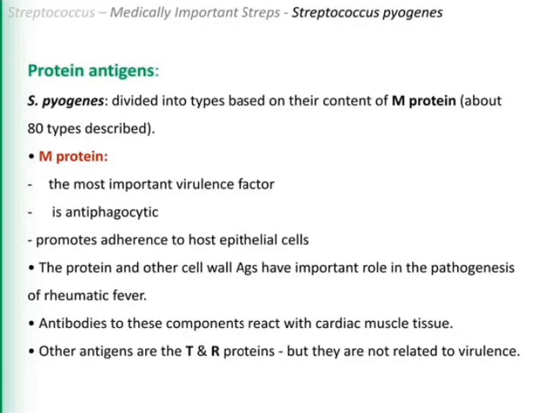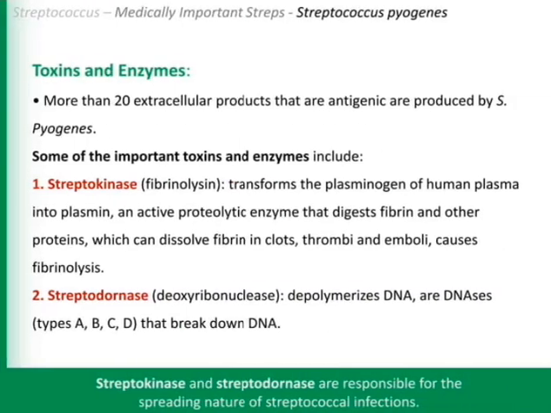Protein antigen: pyogenes is divided into types based on the content of M protein. About 80 types are described. M protein, the most important virulence factor, is antiphagocytic and promotes adherence to the host epithelial cell. The protein and the other cell wall antigens have an important role in the pathogenesis of rheumatic fever. Antibodies to these components react with the cardiac muscle tissue. Other antigens are the T and R proteins, but they are not related to virulence.